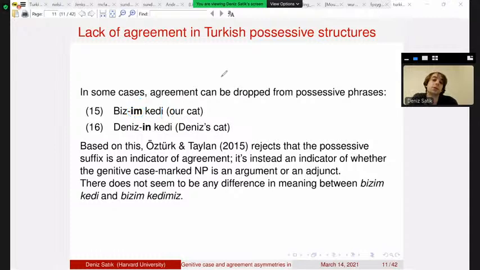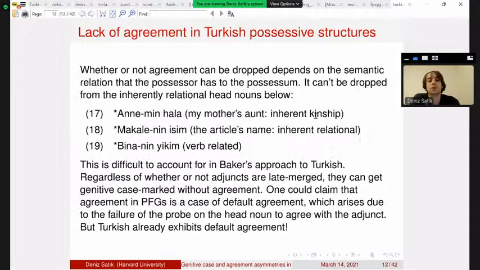Unfortunately, this doesn't really work because Turkish already exhibits default agreement, and default agreement is not seen on the non-possessive free genitives that we have here. So now let's look at default agreement in Turkish. But I would hope that this is clear so far. It's not really unclear how you would assign genitive case without agreement under Baker's approach.